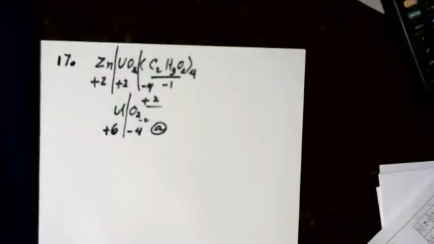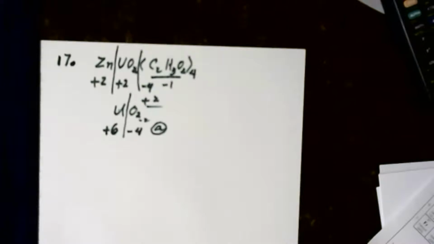So if we go back over here, whoops, I already had it up there, didn't I? I didn't show you my paper. Well, now I'm showing you my paper. There's the way I divide it up. Zinc is +2. Acetate is -1. There's 4 of them. That gives me -4.